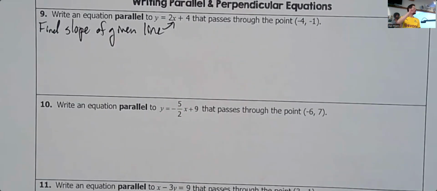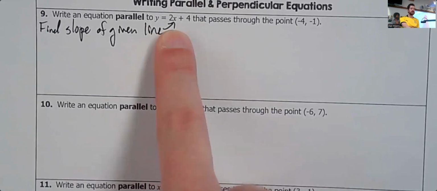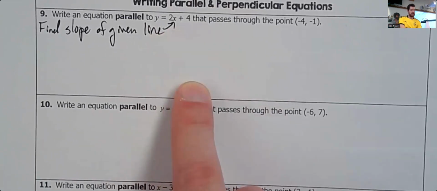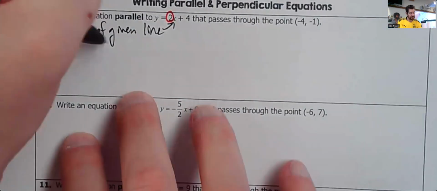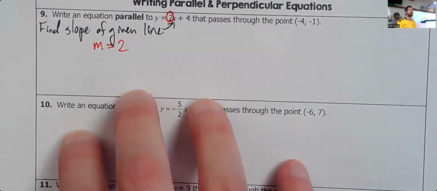What is it? 2, yeah. Because this says y equals 2x plus 4. The slope is the number next to x. It's in slope-intercept form, so that's the slope of the given line. So the slope of the given line, m equals 2.